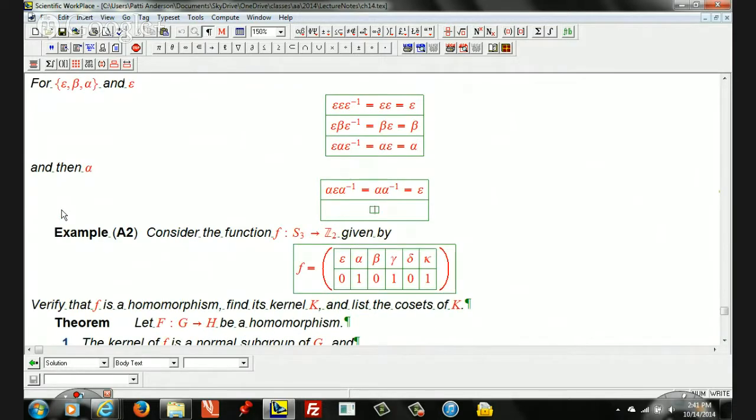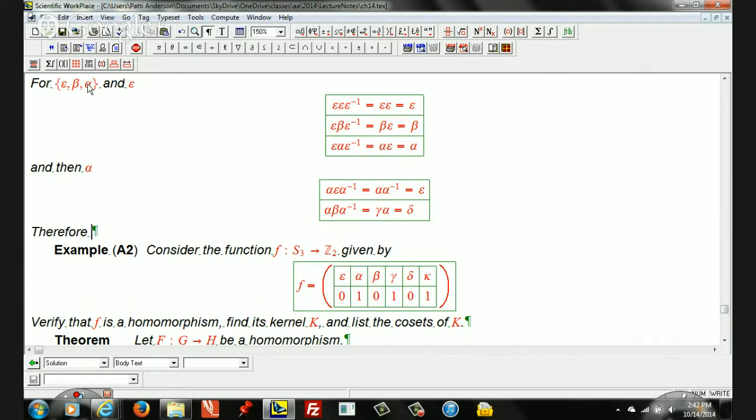But now it gets a little more entertaining. You're going to have alpha beta alpha inverse. So what is alpha beta? Look on your table. Alpha goes on the row and beta comes from the column. Alpha inverse is just alpha. Alpha beta is gamma, and alpha inverse is alpha. So now tell me, what is gamma alpha? Delta. Okay, so is delta in this set here? No. So as soon as I get something that isn't in my set, I know it's not a normal subgroup.